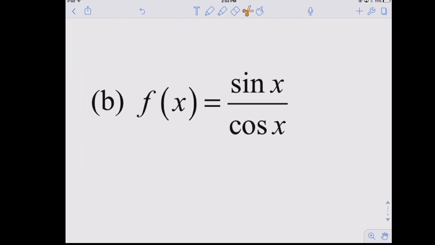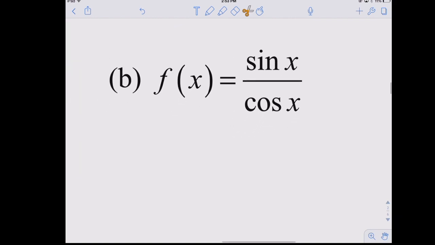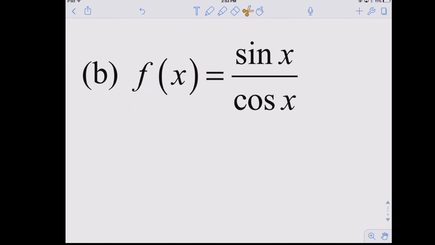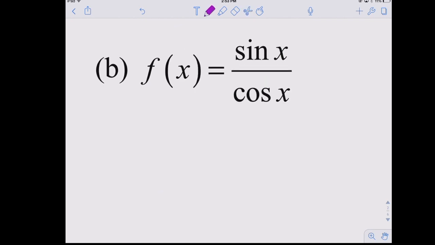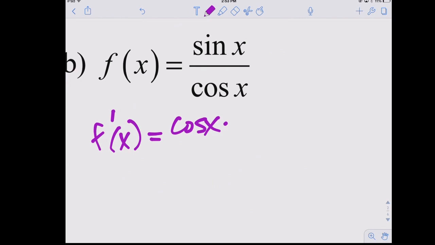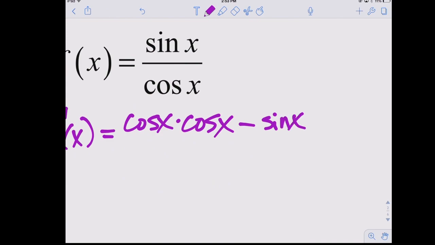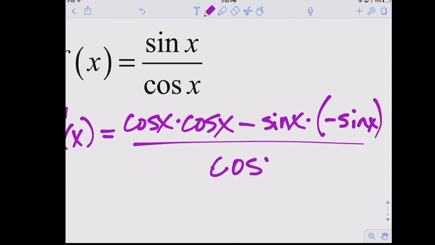F of x equals sine over cosine. Almost. You're not done yet. All right, we have a quotient. It's sine over cosine. So f prime of x is going to be ho times d hi. What's the derivative of sine? Cosine. So that's d hi minus hi. What is d ho? Negative sine x. Good. And then all over ho ho, which again you can write like this. Is that cosine quantity squared? No. Put the squared there.